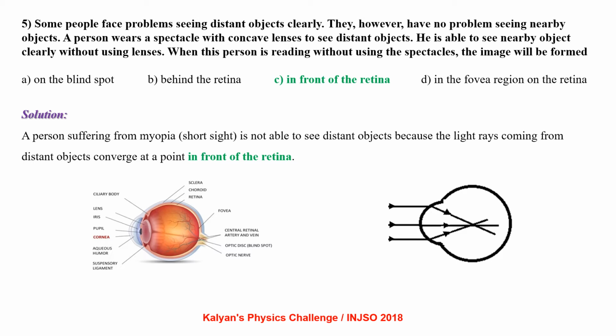When this person is reading without using spectacles, the image will be formed on the blind spot, behind the retina, in front of the retina, in the fovea region of the retina. A person suffering from myopia, that is short sight, is not able to see distant objects because the light rays coming from the distant object converge at a point in front of the retina. So the correct option is C.